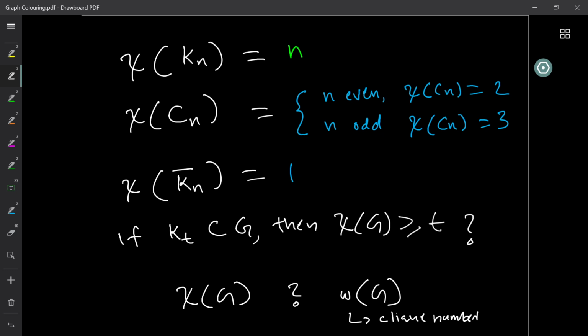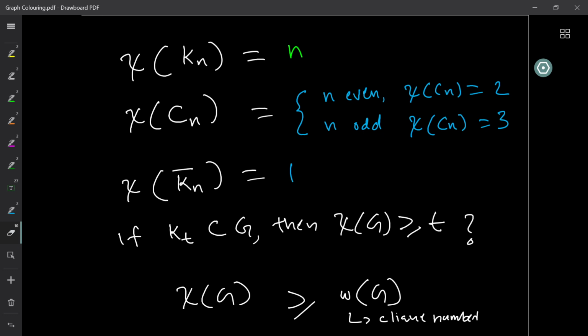This t is called the clique number of the graph. If you find the largest such clique, then that is the clique number. So the clique number of a graph is the cardinality of the largest complete graph as a subgraph. Therefore we see that the chromatic number of a graph is always greater than or equal to the clique number of the graph.